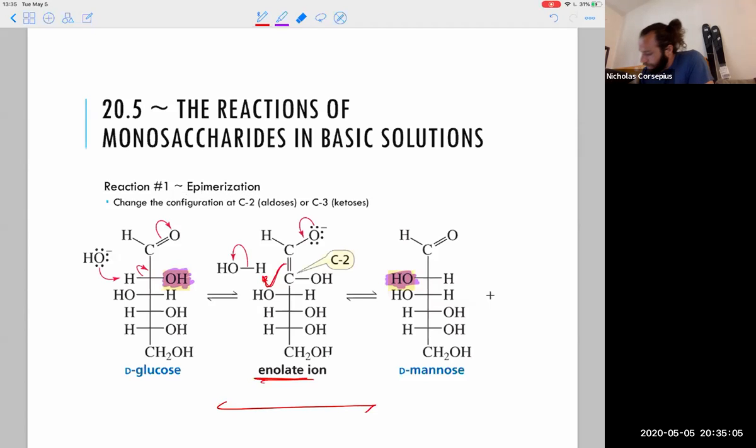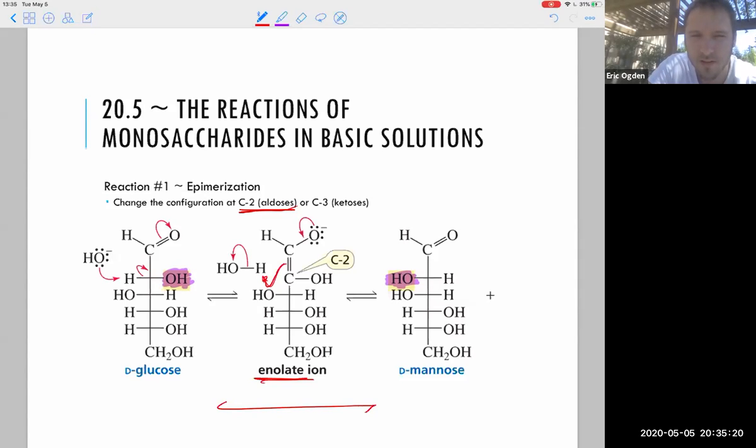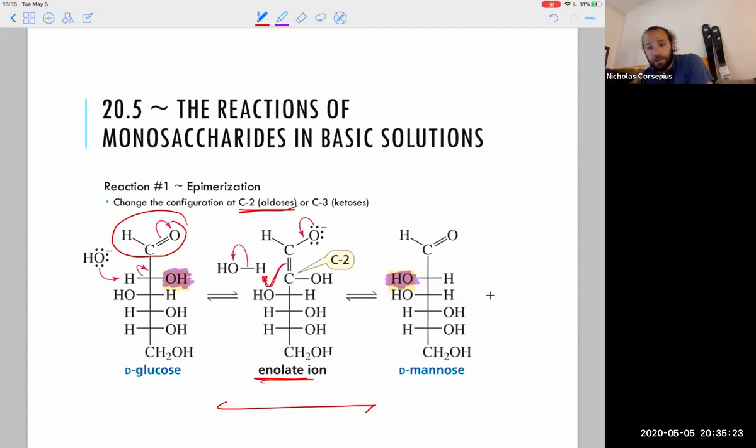So let's just pick this line apart right here. It can change configuration at the C2 for aldoses. First of all, in this example, am I looking at an aldose or a ketose? Aldose. So this is going to have this aldehyde group. So this is an aldose. So I am flipping the configuration at the C2 carbon, right? So that'd be, here's one, here's this guy here. Right, so these epimerizations are about flipping the stereochemistry at the C2 carbon for your aldoses, and the C3 carbon for ketoses.